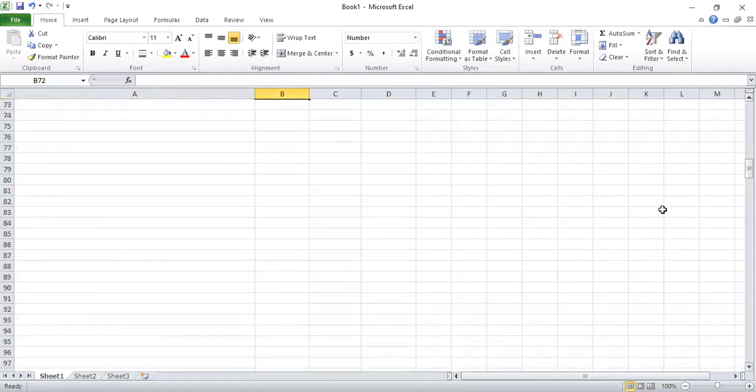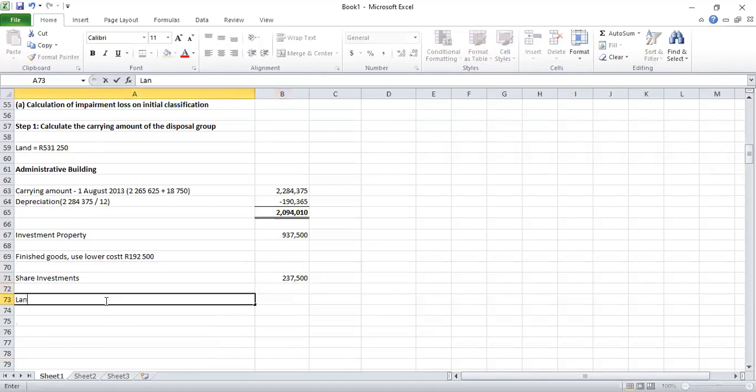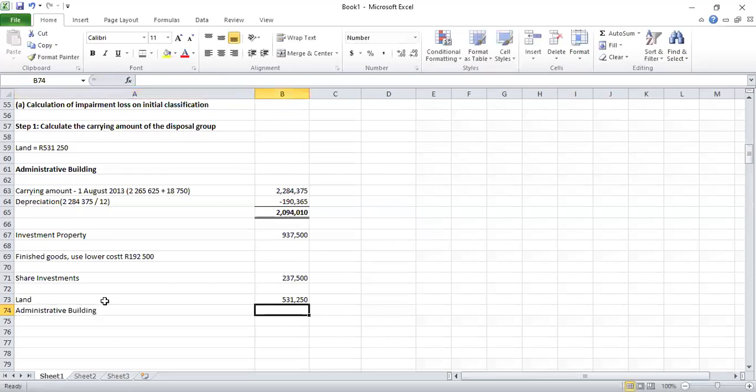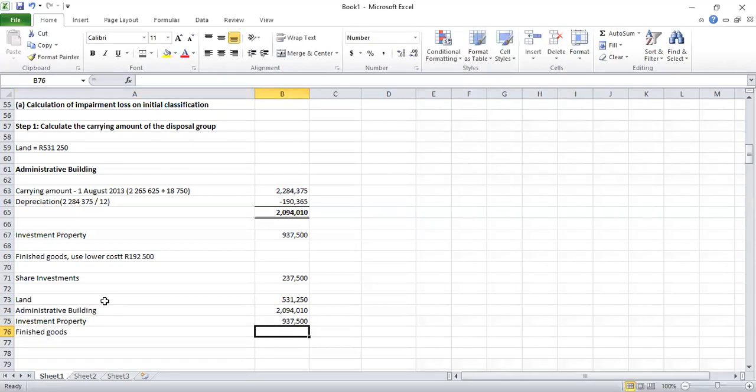Right. So then we can calculate the carrying amount of the disposal group. Is that right? So we'd say our land 531,250. Our administrative building 2,094,010. We'll have our investment property 937,500. We would have our finished goods 192,500.